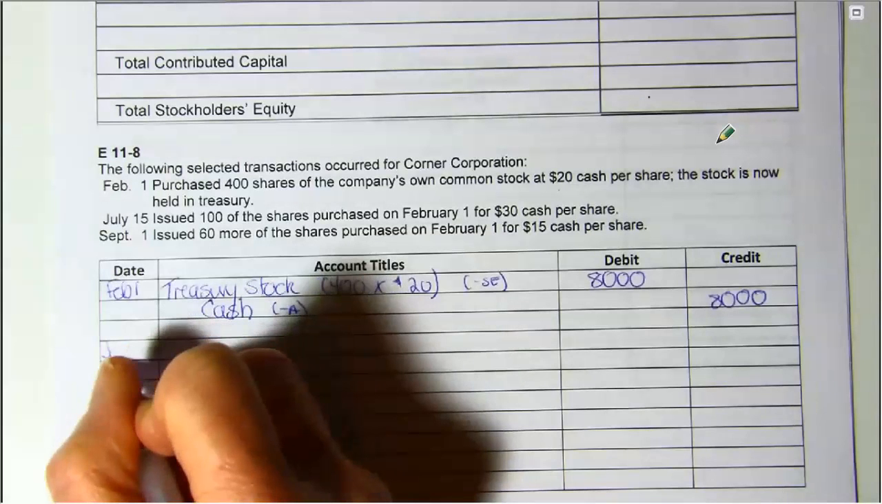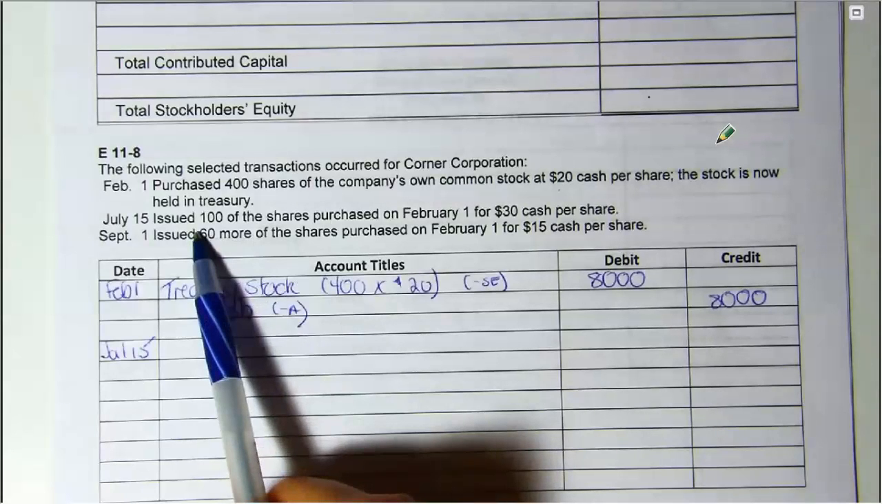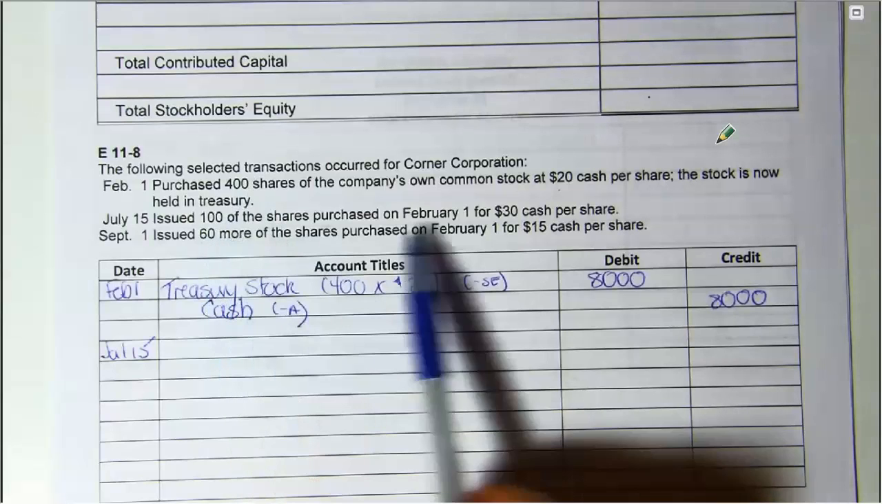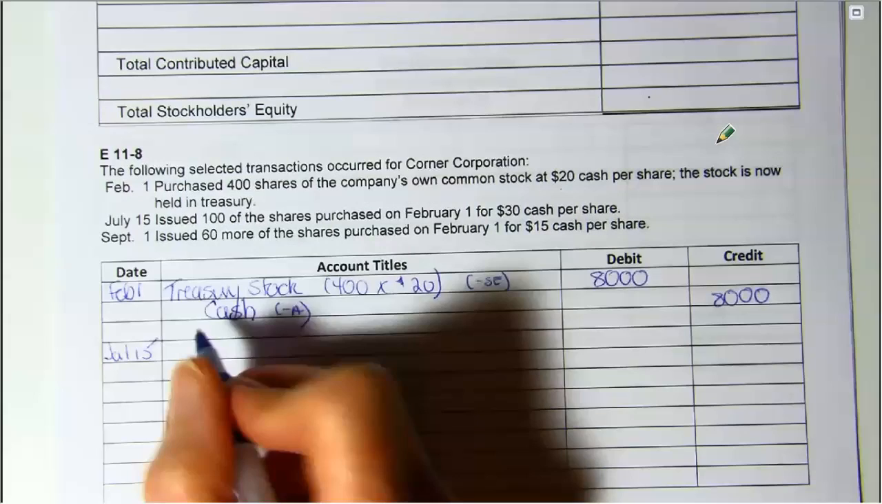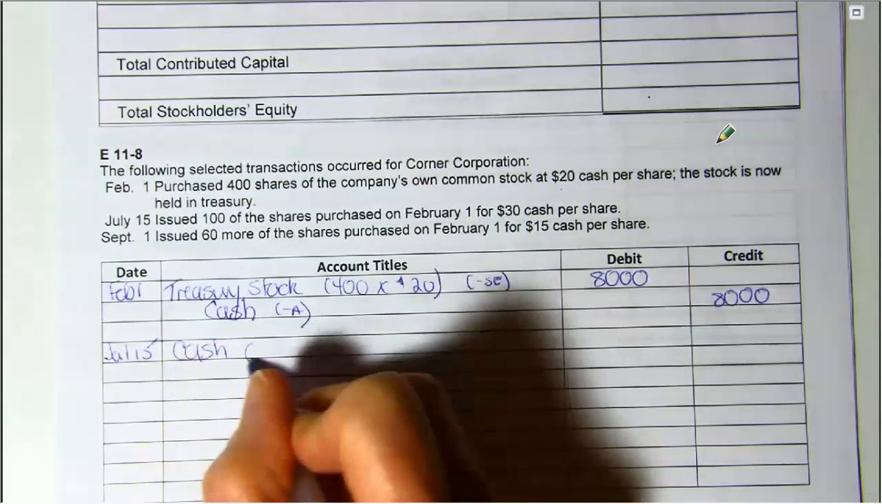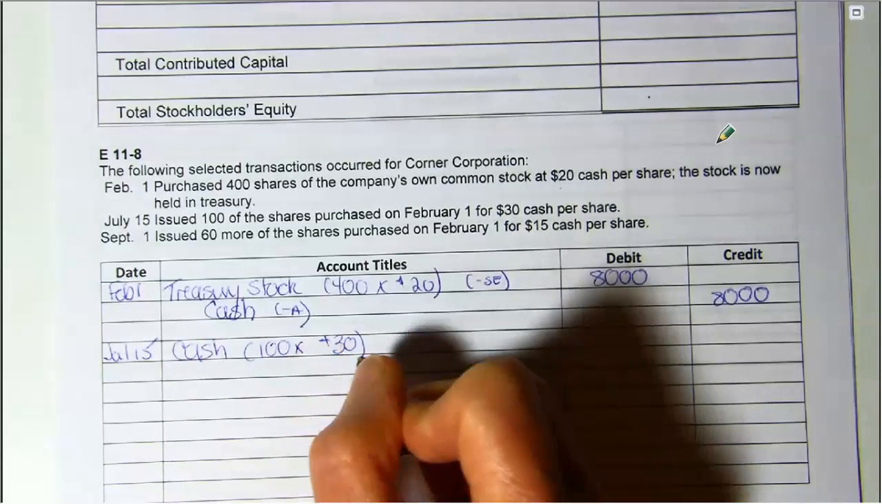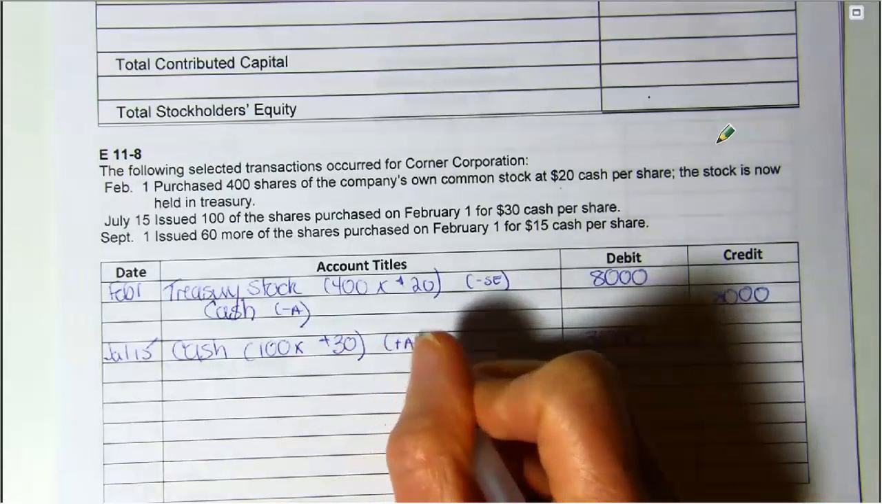Okay, so how about July 15th? On July 15th, Quantum Corporation reissued 100 of those 400 shares that they bought on February 1st. They're selling it for $30 a share, so they just made an additional $10 in equity. Remember, it can't be a gain. It has to be additional equity. So let's find out how much cash we're going to receive. Multiply 100 shares times $30 a share. We're going to get $3,000. That will be an increase to the asset cash.